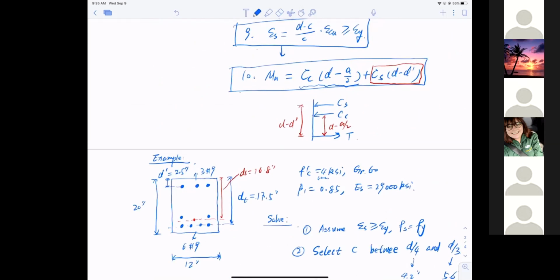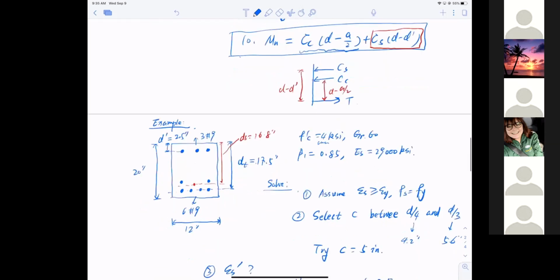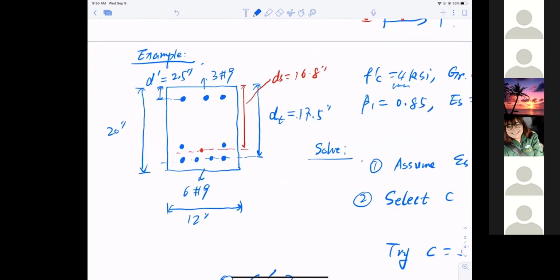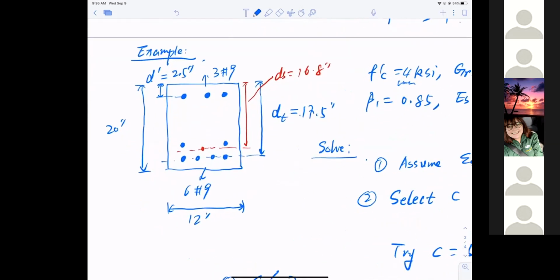So how many bars do I have in the compressive zone? Don't you want steel bars in compression? Yes, but how many? 6? You sure? Or would it be all of them? 9? Are you sure? No. All right, you're not sure, right?